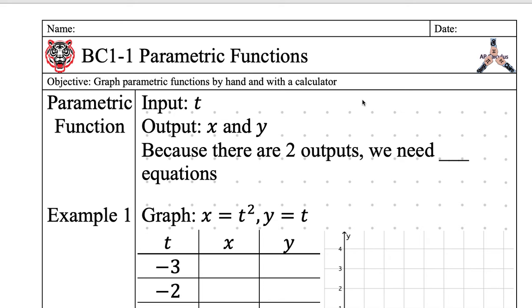All right, so today's date is Friday, January 31st, and I'm teaching our first ever lesson of BC Calculus. So we're on BC Calculus 1-1. I'm talking about parametric functions today. Our objective is to do what, Chris? Graph parametric functions by hand.